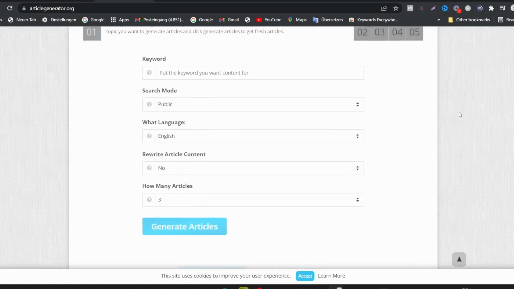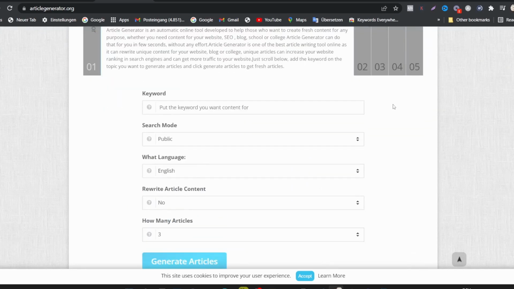So as you can see here, this is the article generator, and here you can put the keyword. The keyword can also mean the niche you are into. So you want to make sure you put the niche you are into. If you're into fishing, you just write fishing in the keyword section. After that you leave the search mode as public, and you can leave it in English.